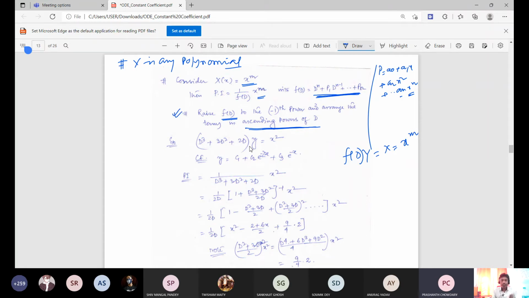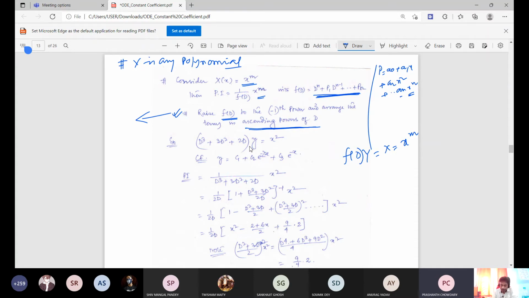There is no simple formula for this case, unlike e to the power x, where we have two simple formulas that we can derive from theory. But this is certainly a very strong method that will help you to find the solution in a simple way. Let us see how we can find the binomial series for 1 by fd in ascending power of d.